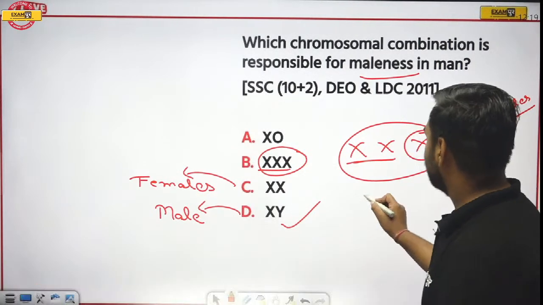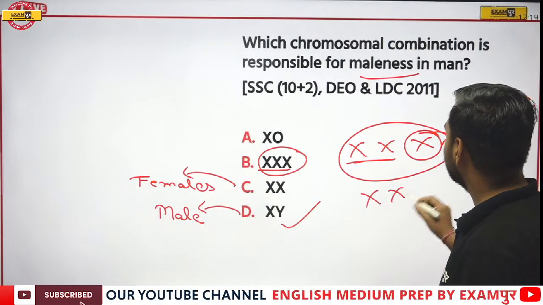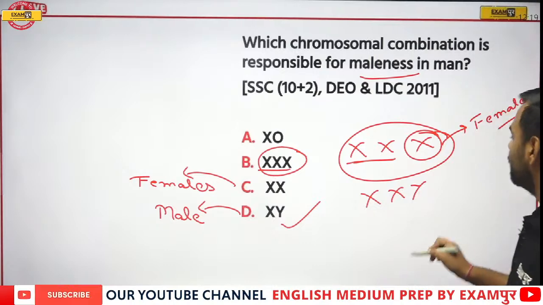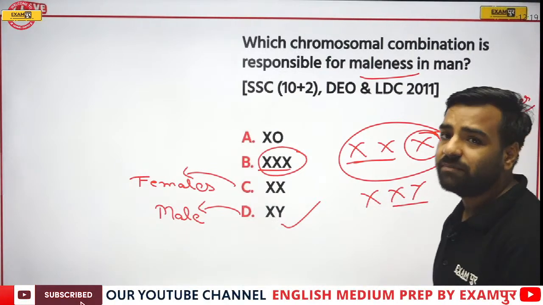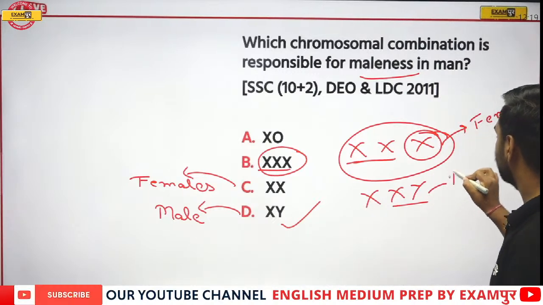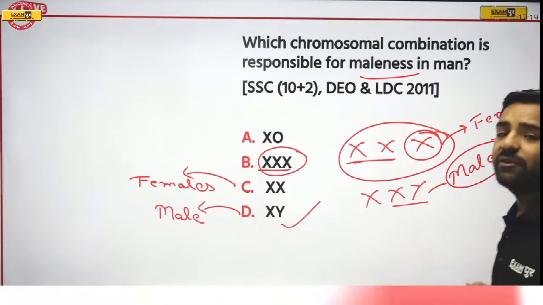Coming back to my point, if I talk about the pair in which we are getting XXY. Now we are aware of XY. XY means we are talking about males. We are talking about males. Now this is Klinefelter syndrome.